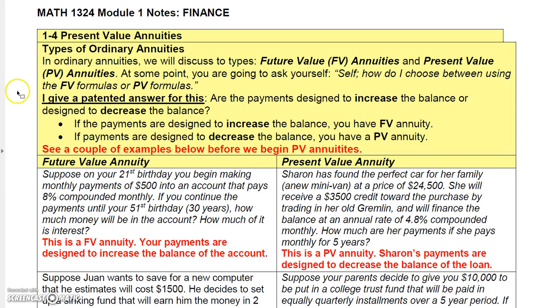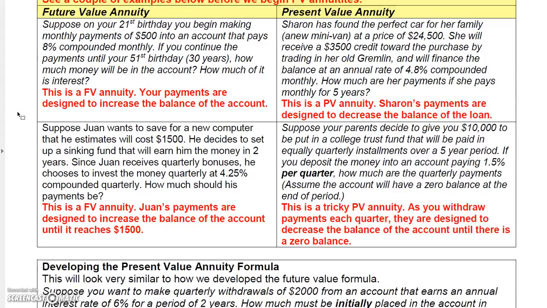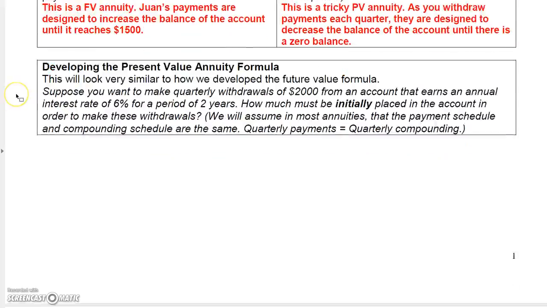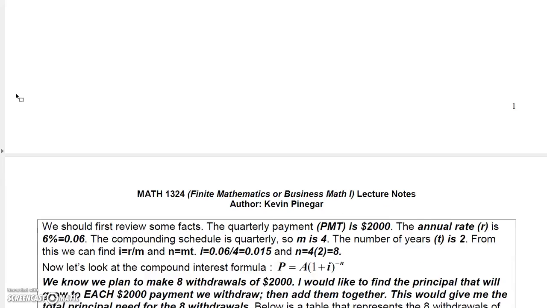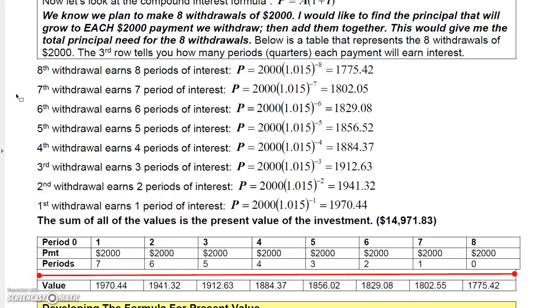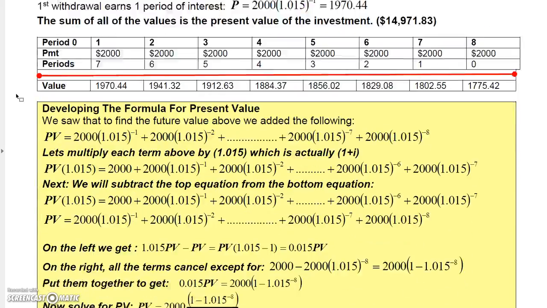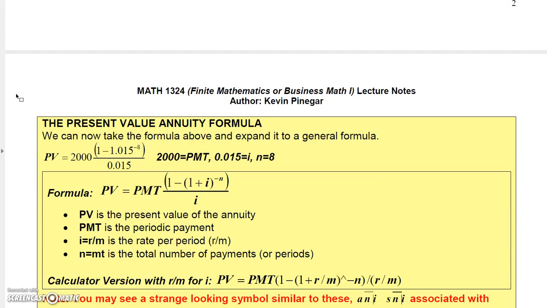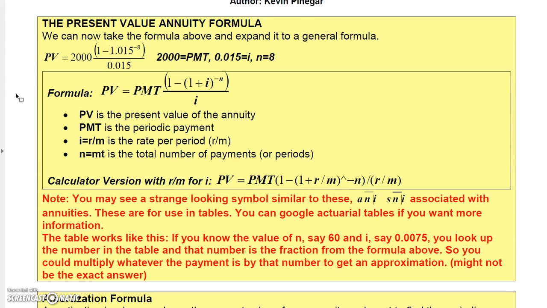Okay, as I stated in the previous section, make sure you review these examples that show you the difference between a future value and present value annuity. But we're going to just go ahead and start with some examples. You can go ahead and read how I developed the formula for present value annuity, but that's not necessary in order to actually solve present value annuity problems. Basically, all you have to know is two formulas.